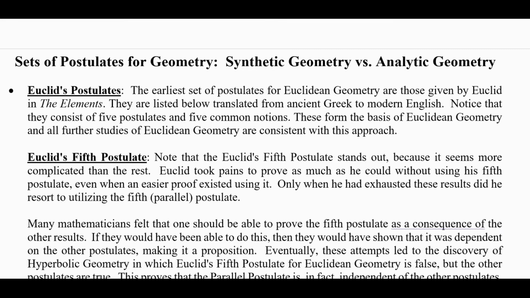This is Jack Jackson. In this video, we're going to be talking about sets of postulates for geometry, and we're going to talk about the synthetic versus analytic approach to geometry. First of all, let's start back at the beginning to Euclid.